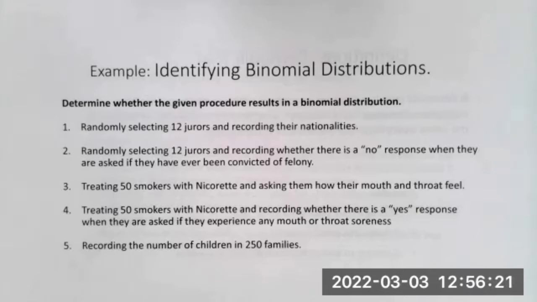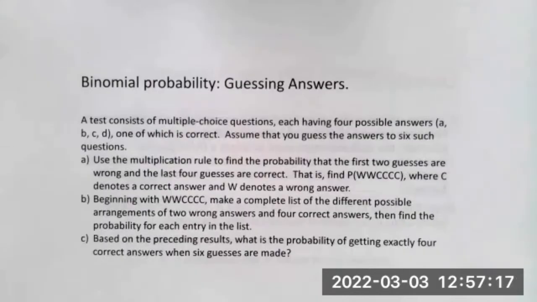And number 5, recording the number of children in 250 families. So again, this is not a binomial distribution because the possibility of answers is endless, right? It's not just 2 possible answers. Okay, so let's take a look at this example, which will lead us into a formula for calculating binomial probabilities.